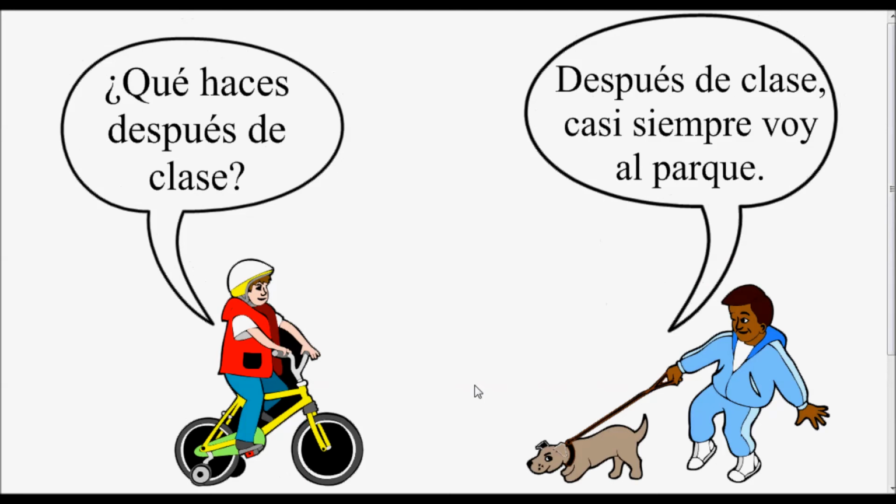What about this question? ¿Qué haces después de clase? A good answer would be, después de clase, casi siempre voy al parque. So, the question is, what do you do after class? And the answer, after class, I almost always go to the park. Now that we've mastered this new vocabulary, you should be able to create complex sentences asking about what people do on the weekends or after class, and you also should be able to respond with a complex sentence.